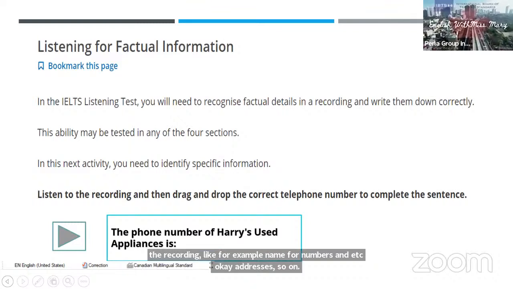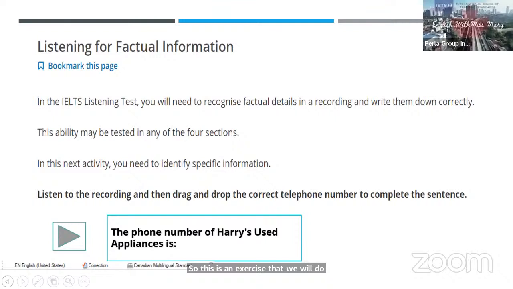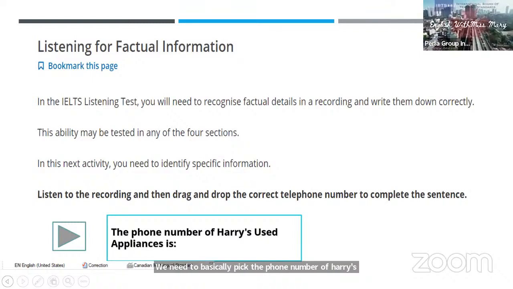So this is an exercise that we will do together right now, so we can understand this assessment criterion in the exam. But listen to the recording. We need to pick the phone number of Harry's used appliances. Okay, so I need your skills to catch the number of Harry's used appliances.